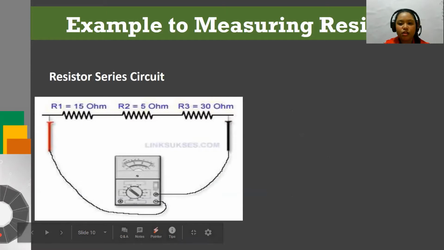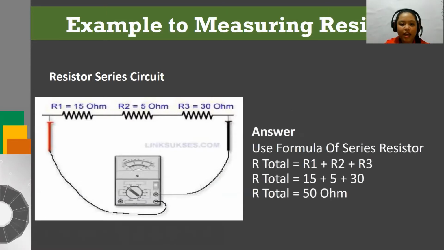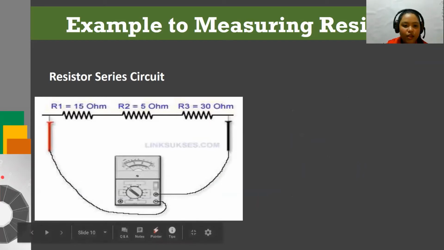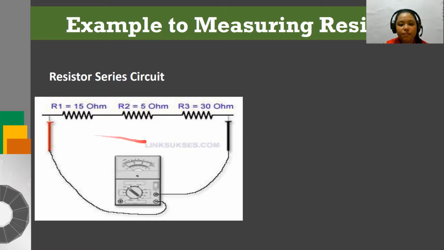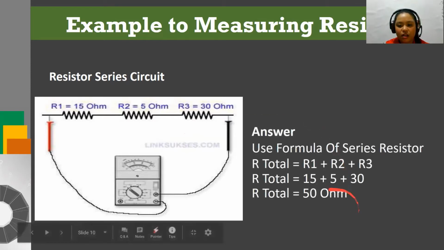Example to measure resistance. We have here a circuit, and R1 is equal to 15 ohms, R2 is equal to 5 ohms, and R3 is equal to 30 ohms. Now, what is the total resistance? We know that R total is just equal to the sum of all resistances in the circuit. So we have 15 ohms plus 5 ohms plus 30 ohms, so we have a total of 50 ohms.